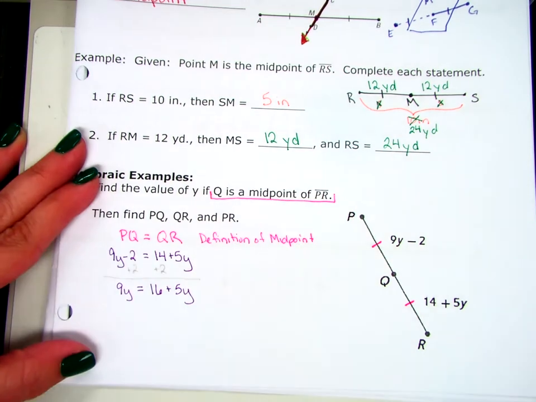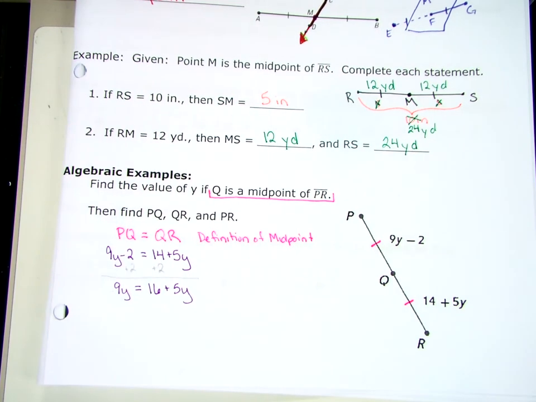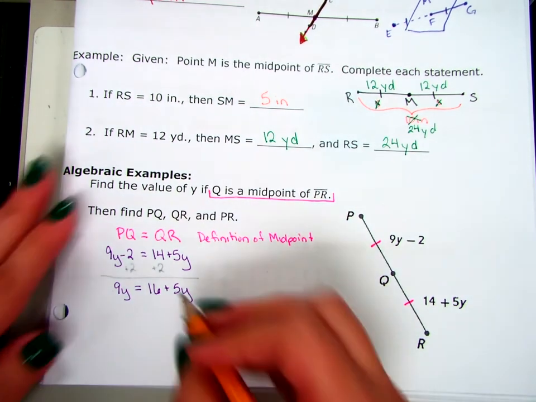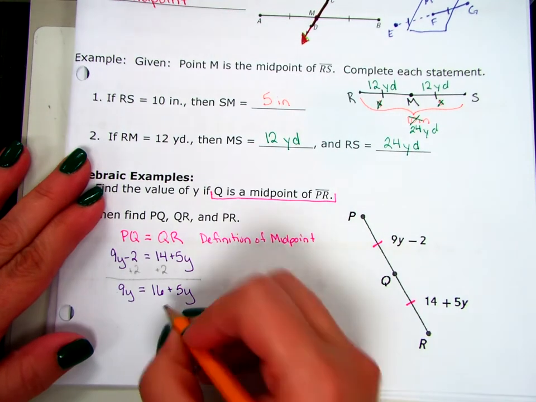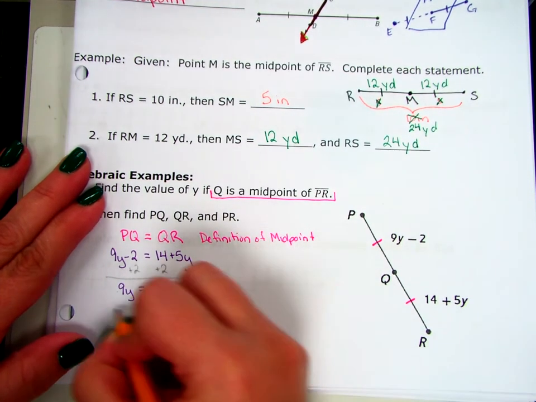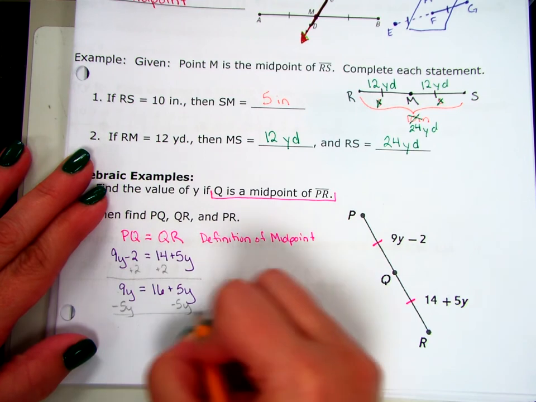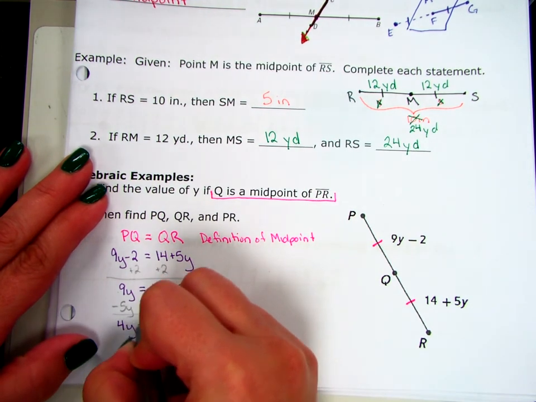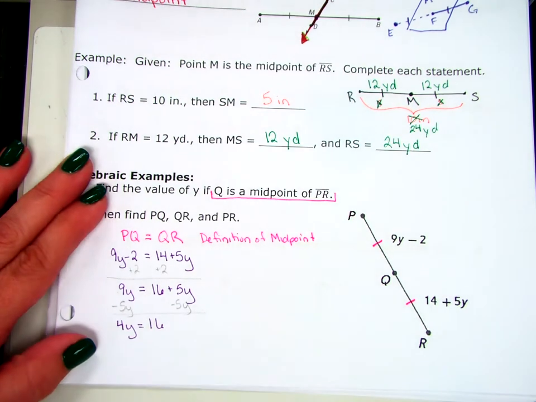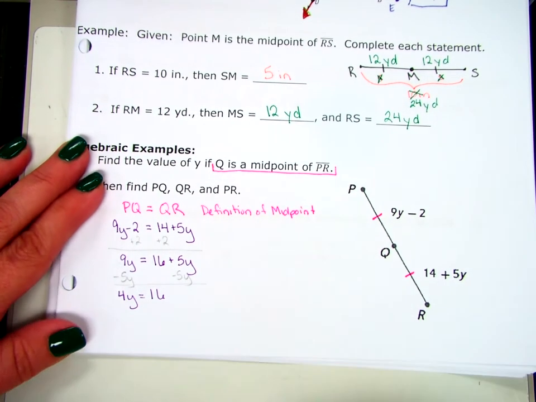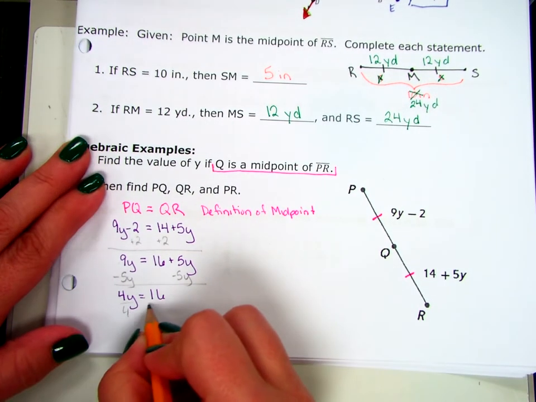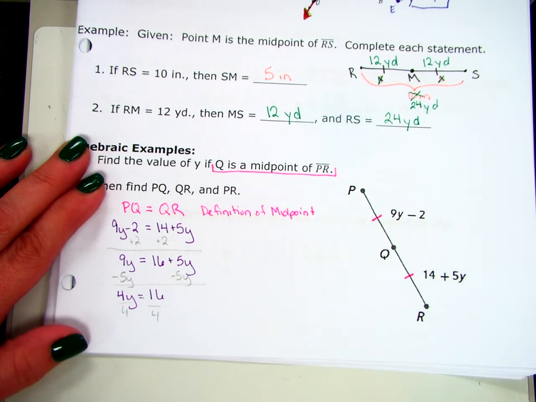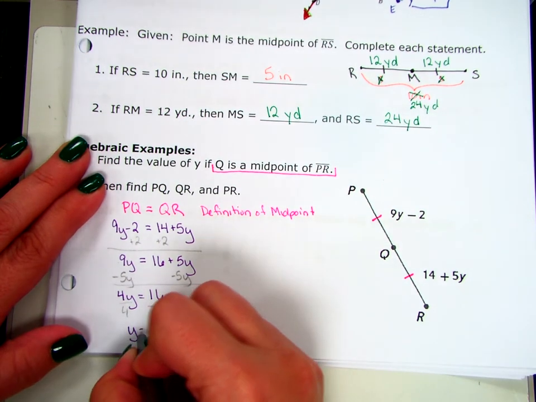All right, now what am I going to do? Subtraction. Subtraction property of equality. I'm going to subtract what? 5y. And I end up with 4y equals 16. And then next, division property of equality. And I end up with y equals 4.